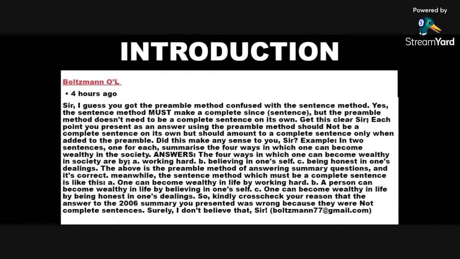The above is the preamble method of answering summary questions, and it is correct. Meanwhile, the sentence method, which must be a complete sentence, is like this. A, one must become wealthy. One can become wealthy in life by working hard. B, a person can become wealthy in life by believing in oneself. C, one can become wealthy in life by being honest in one's dealings.